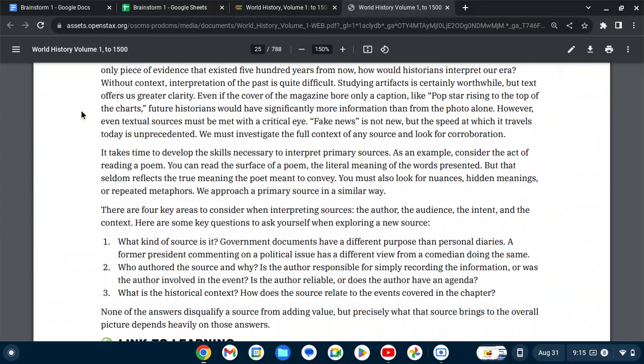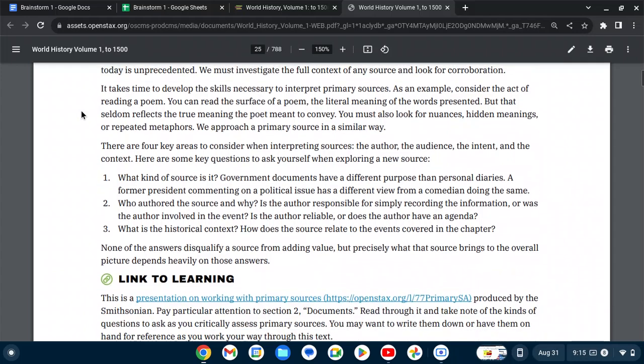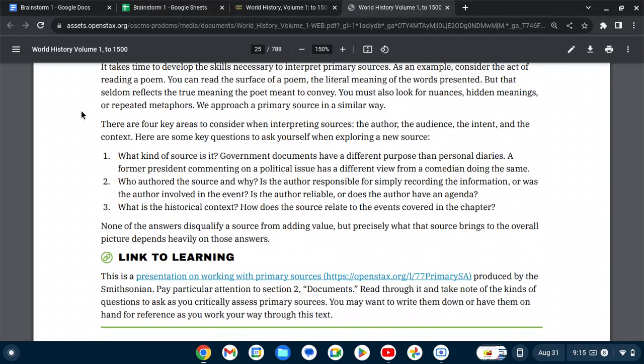However, even textual sources must be met with a critical eye. Fake news is not new, but the speed at which it travels today is unprecedented. We must investigate the full context of any source and look for corroboration. It takes time to develop the skills necessary to interpret primary sources.